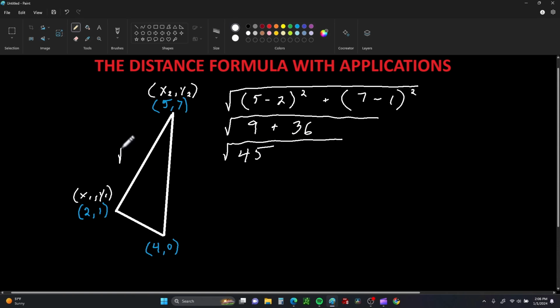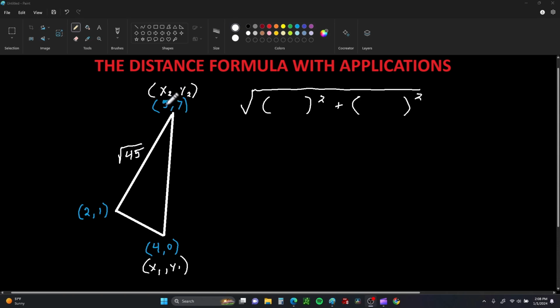So I'm going to put square root of 45 over here. So this one is going to remain x2 because the x value is greater than the x value over here. I'm finding the distance between these 2 points, which is going to give me the length here. So I have x2 is 5 minus x1 is 4, and y2 is 7 minus y1, which is 0. So this is going to give me 1 squared and 7 squared. So this one is going to be square root of 50.